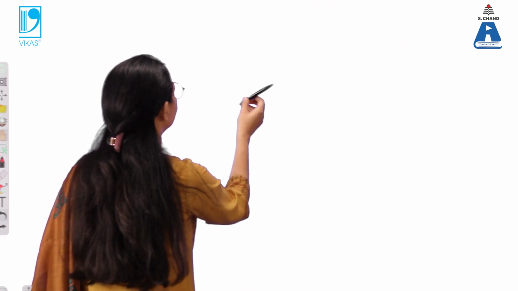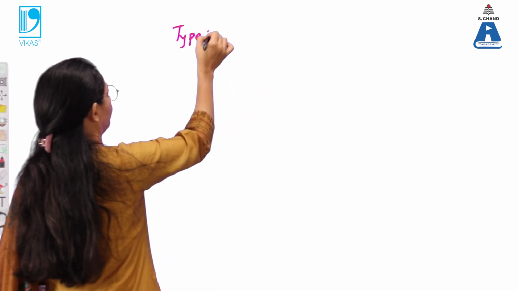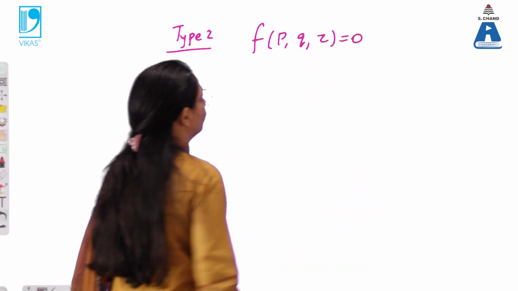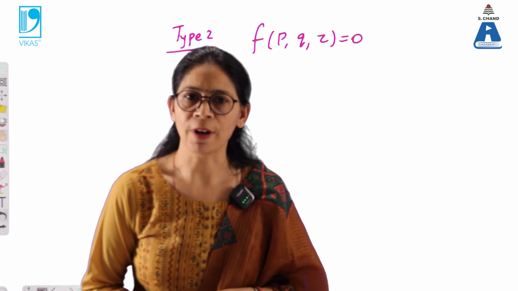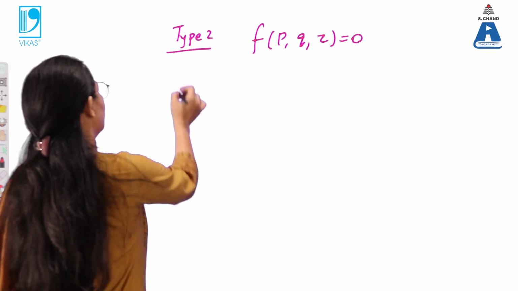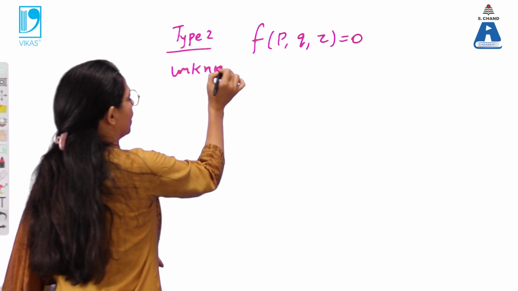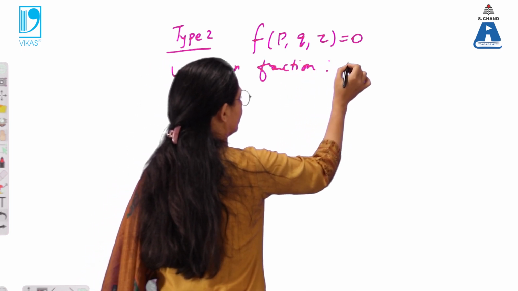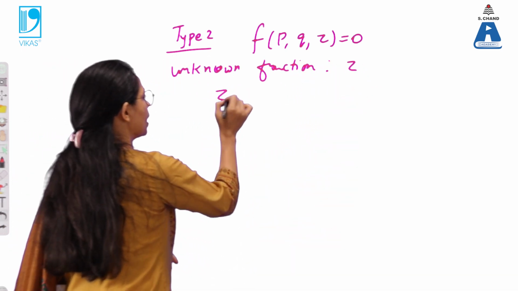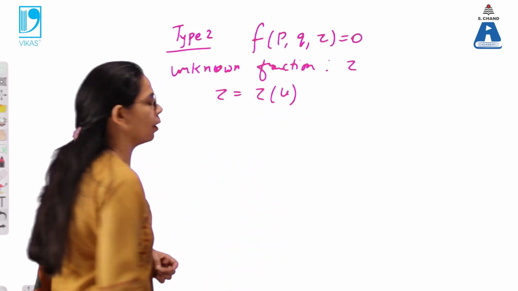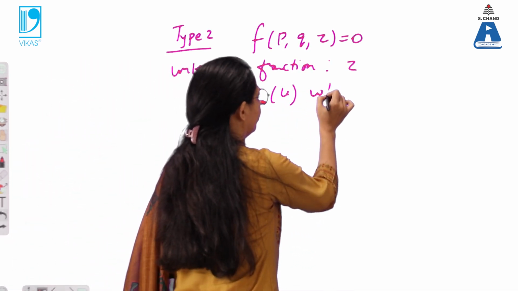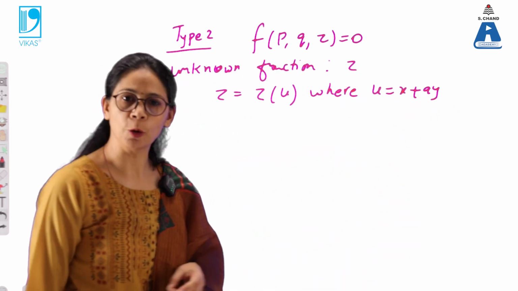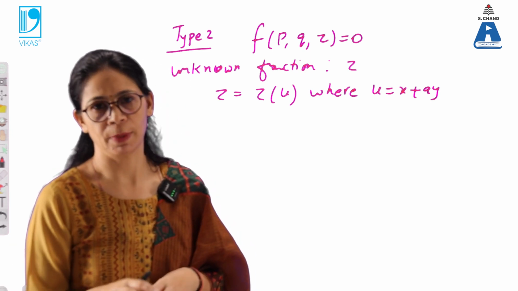Then the second type was when the differential equation involves the unknown function also. Here the unknown function is z, so we need to make a substitution for it. We will make the substitution that z is equal to z of u, where u will be found by the combination of x and x plus ay.